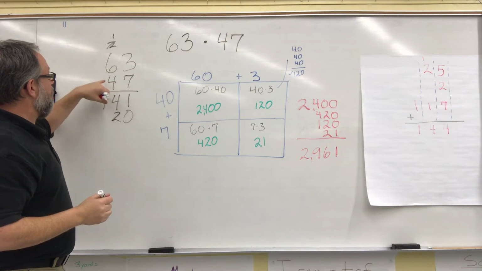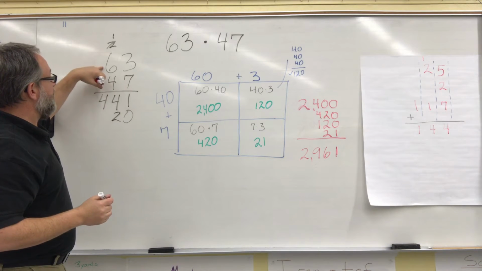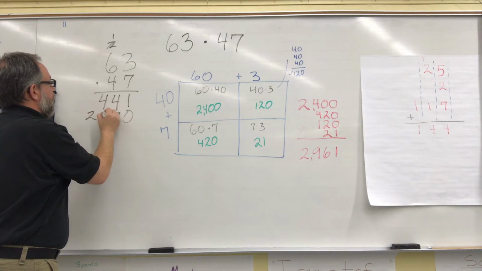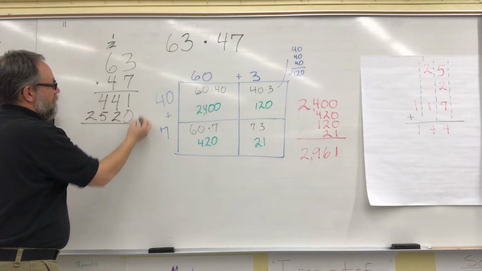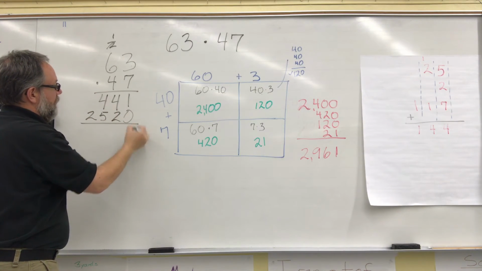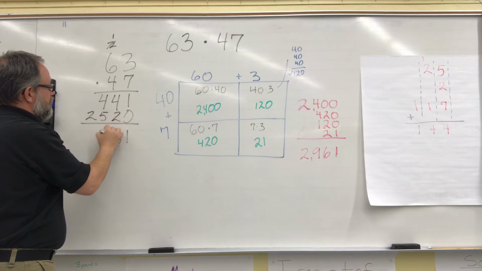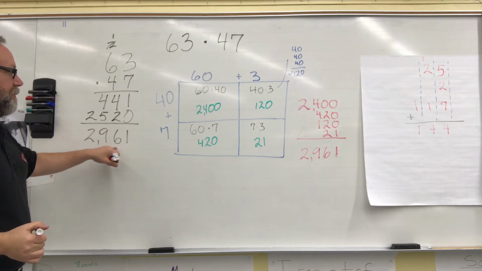All right. Then we have 4 times 6. 4 times 6 is 24, plus 1 is 25. Then we add. 1 plus 0 equals 1. 4 plus 2 equals 6. 4 plus 5 equals 9. Drop down our 2. Add in 2,961.